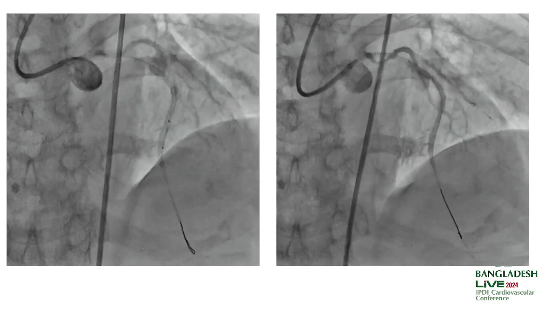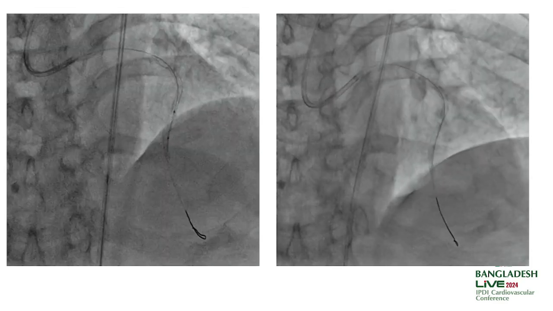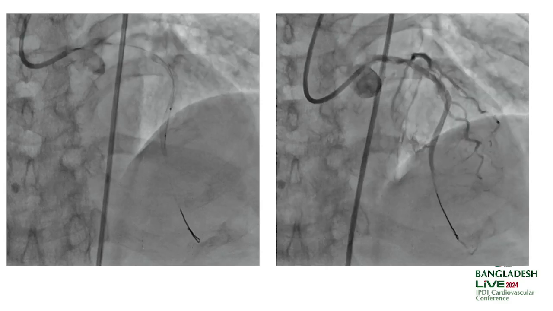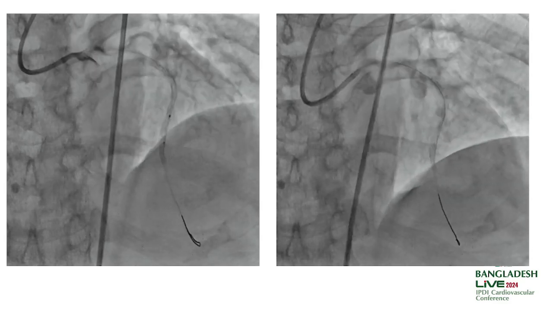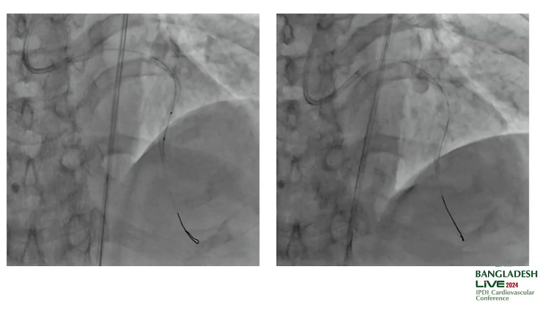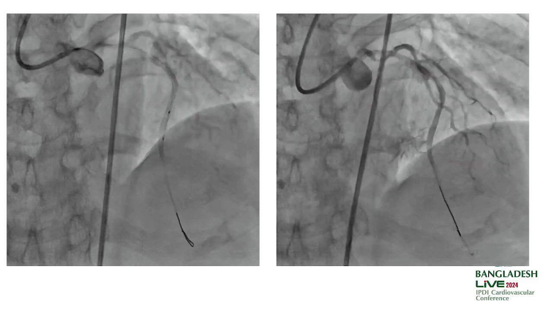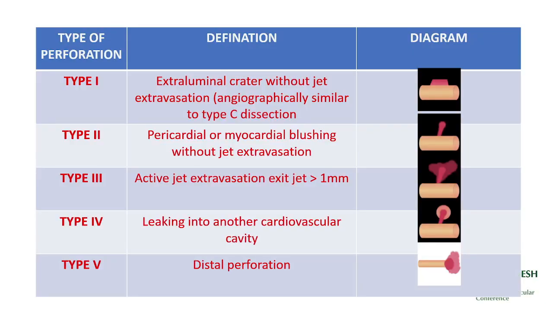So actually the jet was going into a cavity, and it is behaving like a coronary cameral fistula. It was actually exiting into the left ventricle. So it was a type 4 perforation, leaking into another cardiovascular cavity. This is type 4 perforation. The patient was hemodynamically stable, and we ended the procedure here.